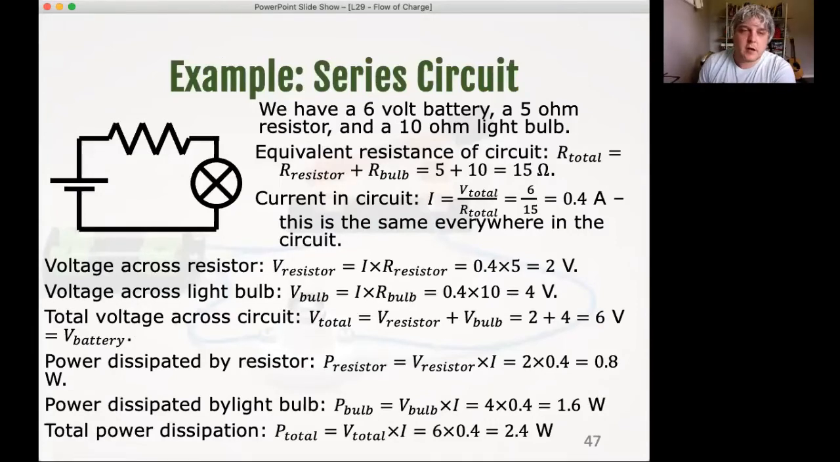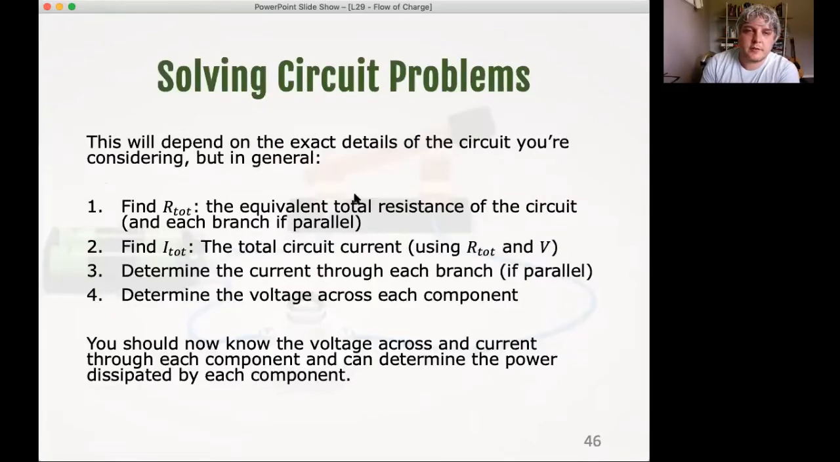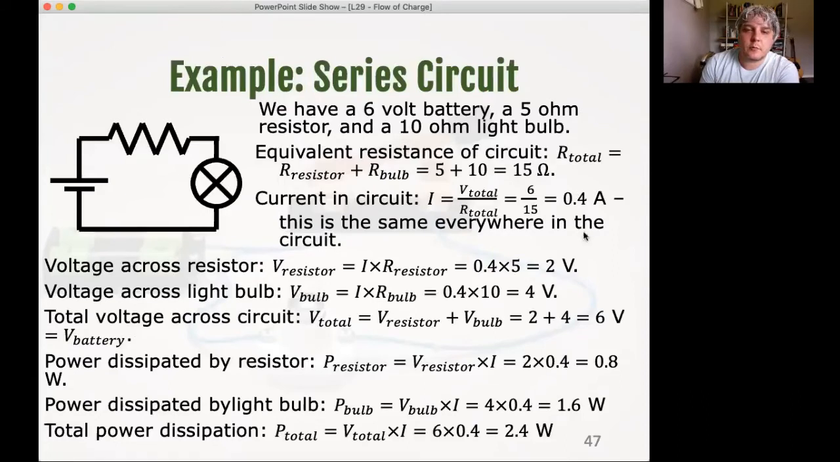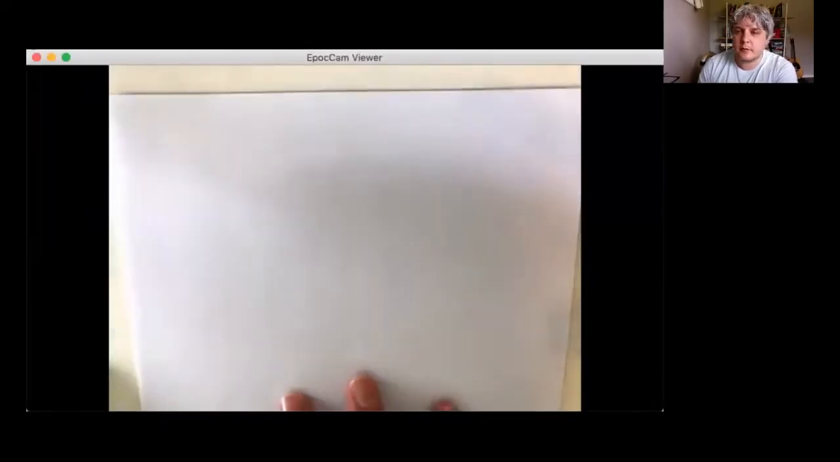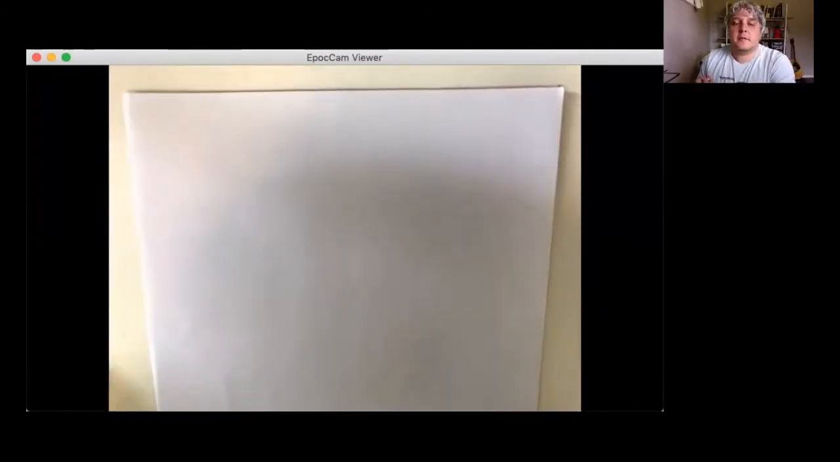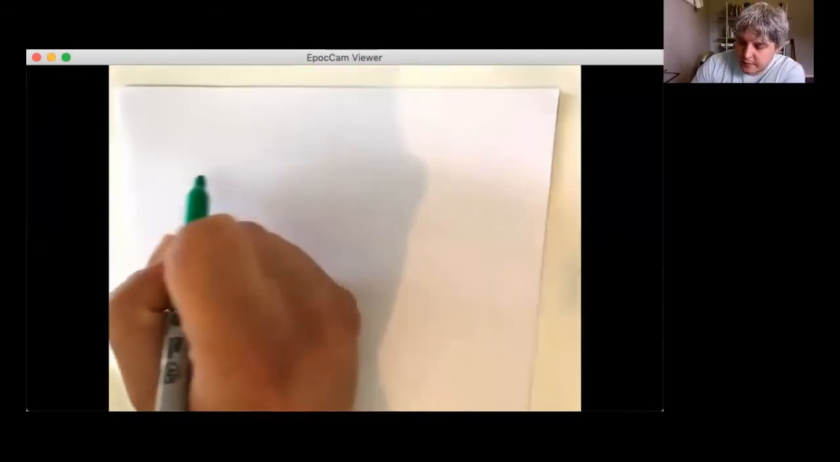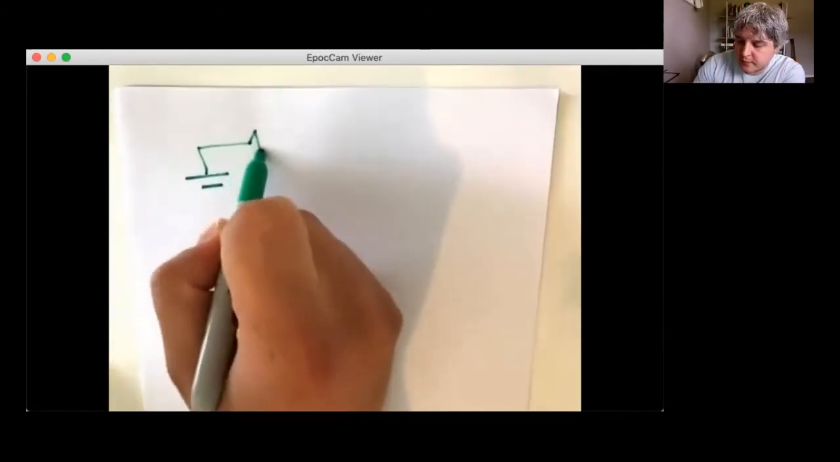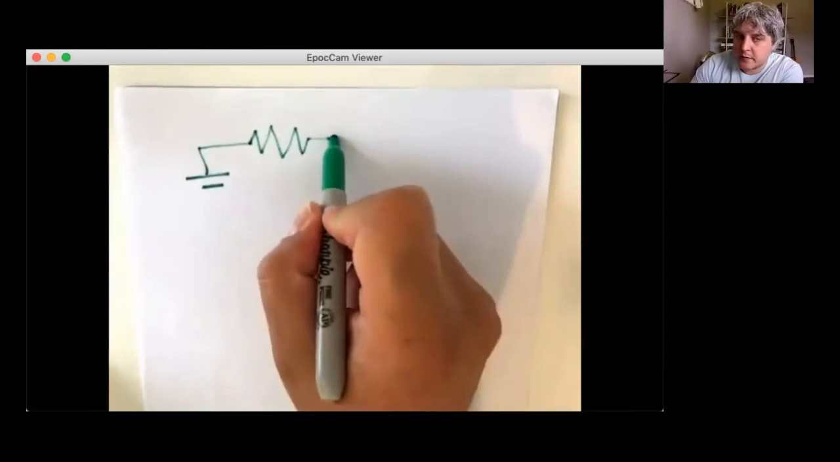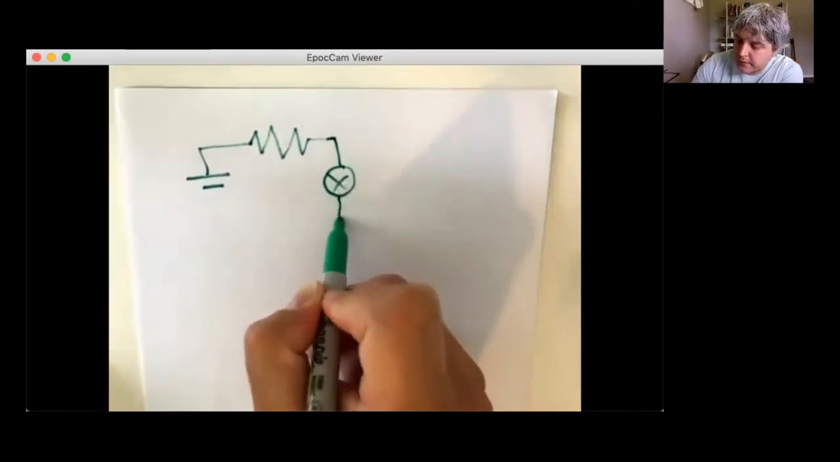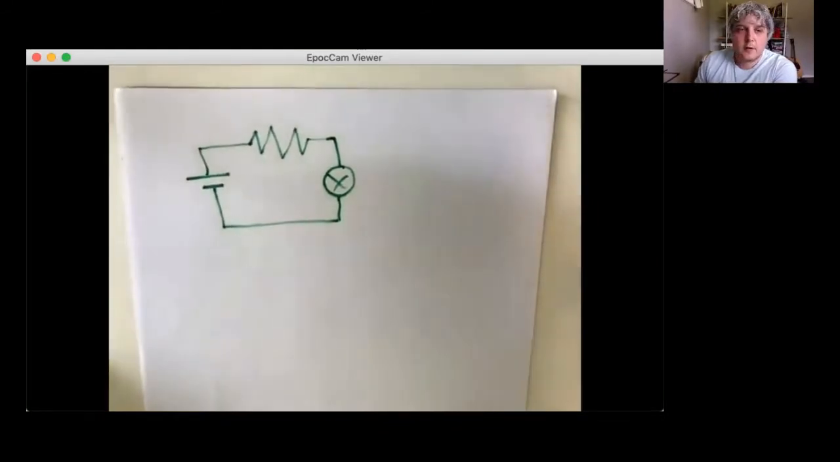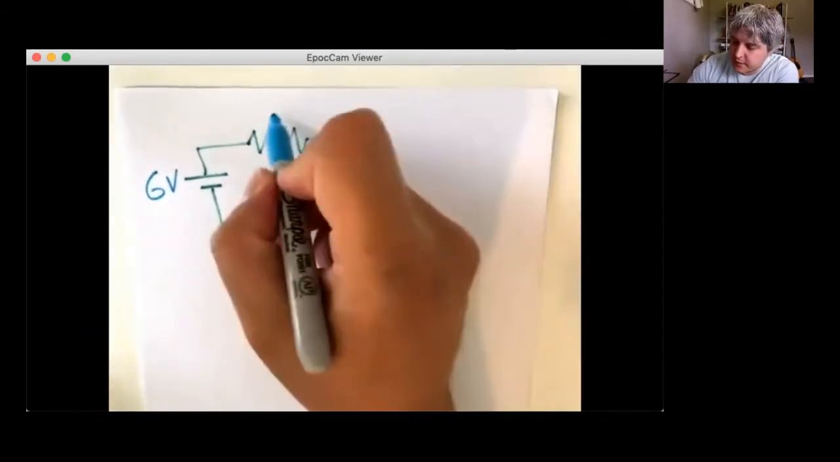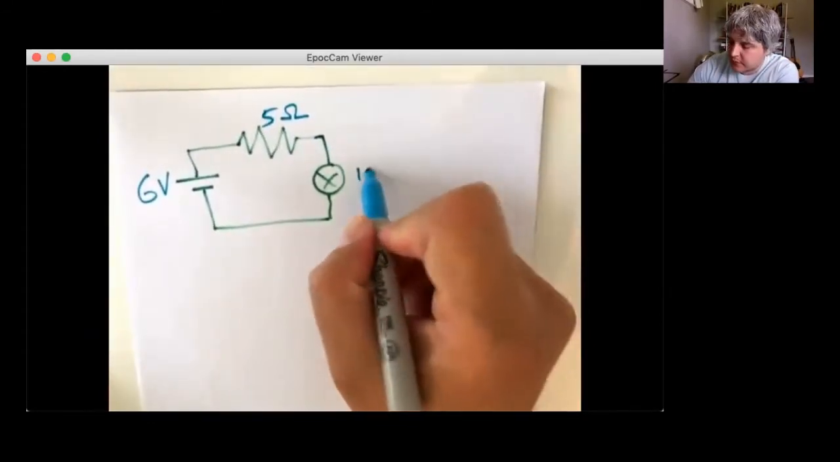It is all on the screen right there, but I'm actually going to jump over to the document camera and do it on that as well, just to hopefully reinforce the approach that we use. Sorry, my camera's not quite lined up properly. Here we go. The simple first circuit that we've got is a battery going into a resistor, and then that's going into a light bulb, and then that going back into the negative terminal. We are told that this is a 6-volt battery. We are told it is a 5-ohm resistor, and we're told it is a 10-ohm light bulb.